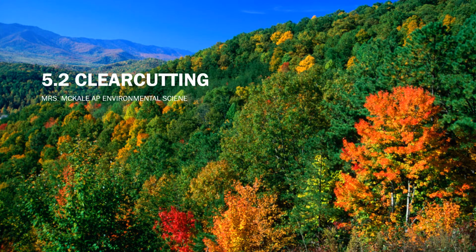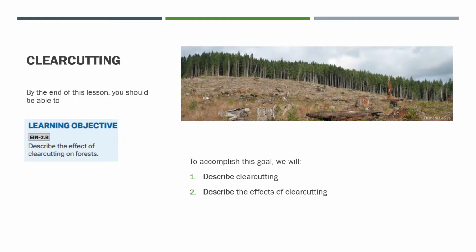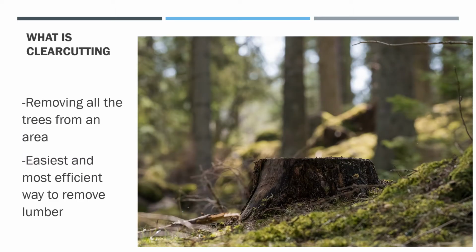Okay, now we're going to cover 5.2 clear cutting. By the end of this lesson, you should be able to describe the effects of clear cutting on forests. We're going to do this by first describing what clear cutting is and then talking about those effects. So clear cutting is removing all the trees from a certain area. And this is done because it's considered to be the easiest and most efficient way to remove lumber.